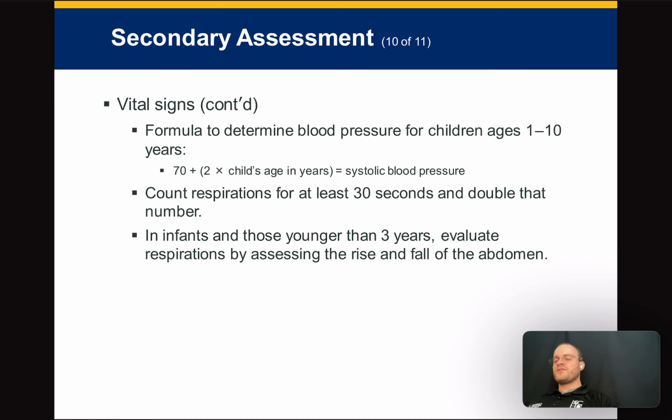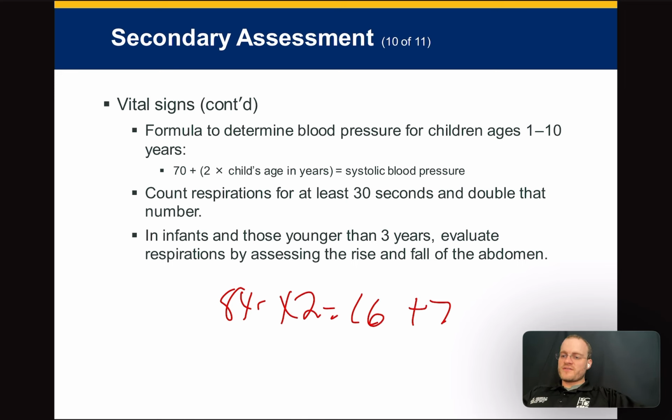All right, so if you've ever wondered how to figure out the blood pressure of a child, this is a formula we need to know. It's the child's age in years times 2 plus 70. So let's say it's an 8-year-old child. This is what their systolic blood pressure should be, the top number. So you do 8 times 2 equals 16 plus 70 equals 86. That should be the top number over something, I don't know. Just keep that in mind.